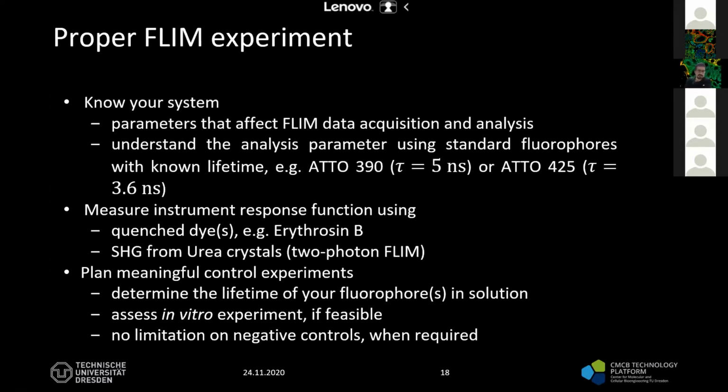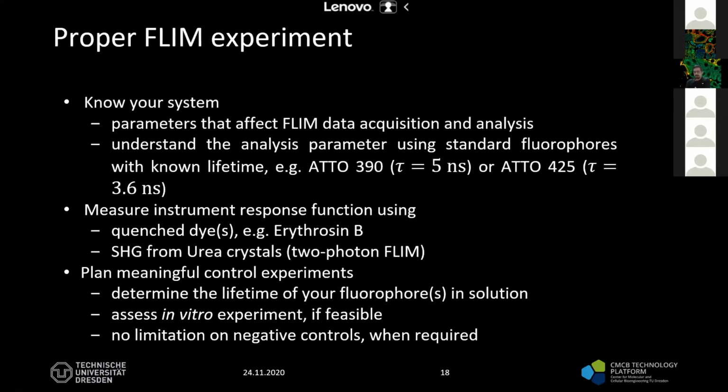Another important point is that we need to measure the instrument response function of the system. When you are doing two-photon FLIM, I usually like to use quenched dyes, like quenching erythrosine B with potassium iodide. That works for single photon FLIM as well, like confocal FLIM. Or you can prepare a thin layer of urea crystals on the coverslip and image the second harmonic generation from them, finding out what the IRF is, which typically would be the shape of your laser pulse.